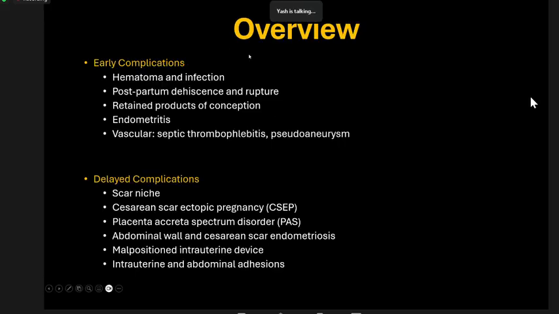So this is going to be the overview of what we are going to talk about today. We'll talk about the acute complications, and then we'll talk about the delayed or the chronic complications of the C-section.